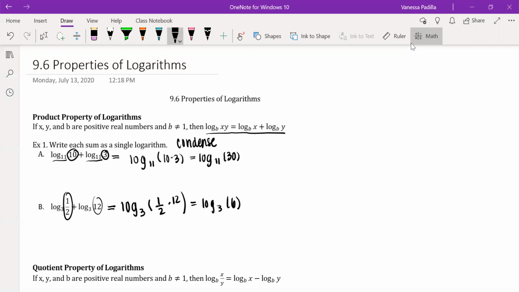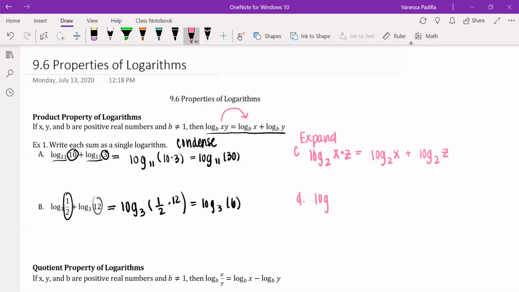All right, so now let's work on expanding. So this will be C and D. We're going to go ahead and maybe do log base 2 of x times z. And we're going to go this way now. So we're going to expand it. So log base 2 of x plus log base 2 of z.